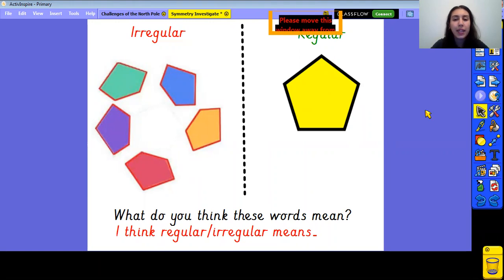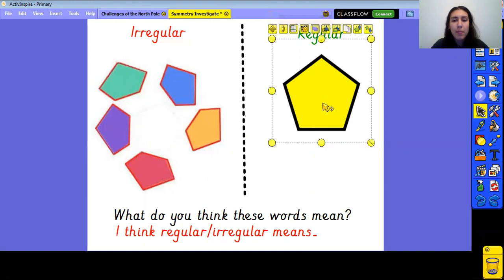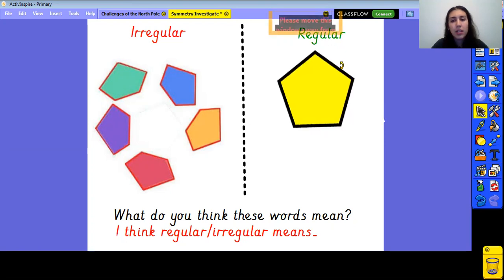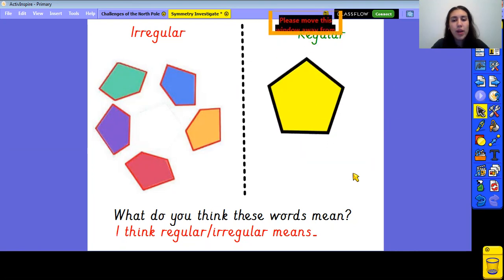If a shape is regular, remember we've only got one type of regular pentagon, whereas we've got all these different types of irregular pentagon. What does the word regular mean? If a shape is regular, maybe if I do this, it might jog your memory. What does regular mean? Well done if you had a guess. So regular means that all of the sides in my shape are the same length.